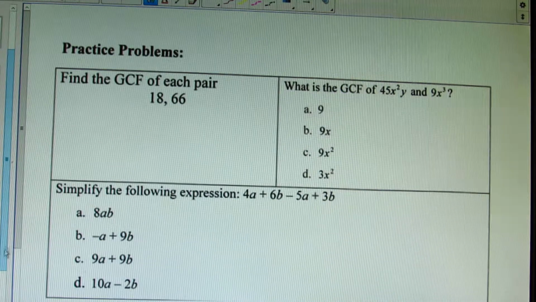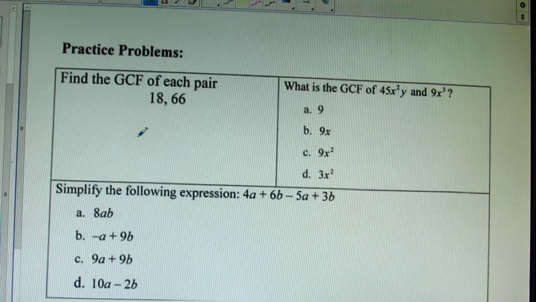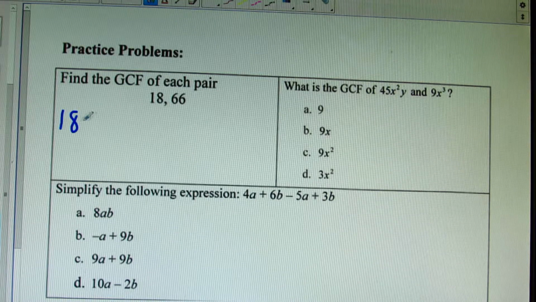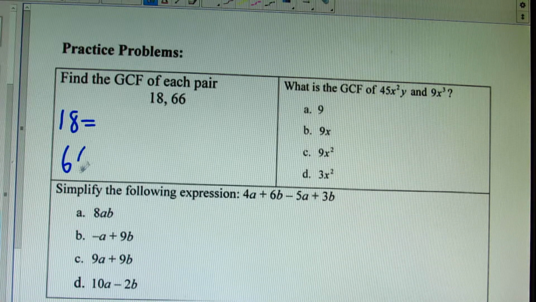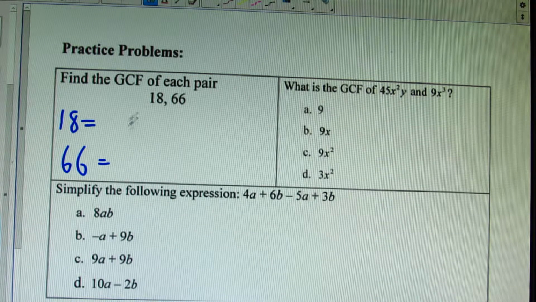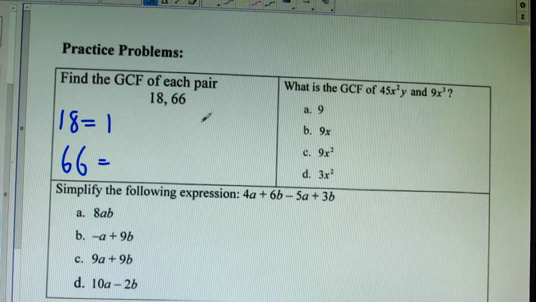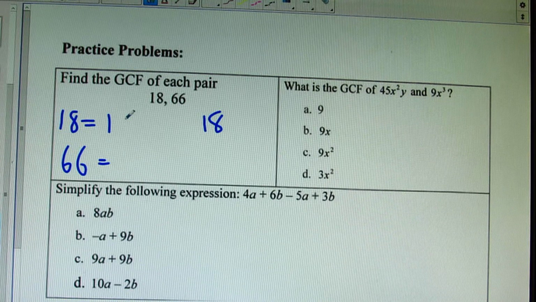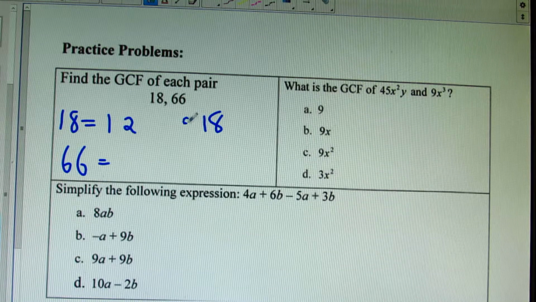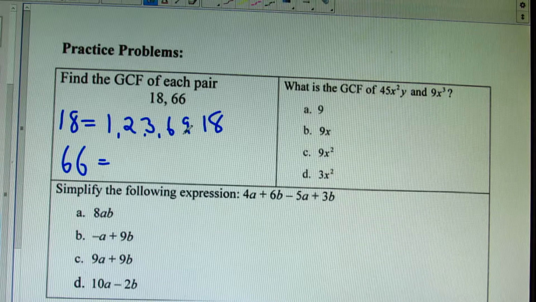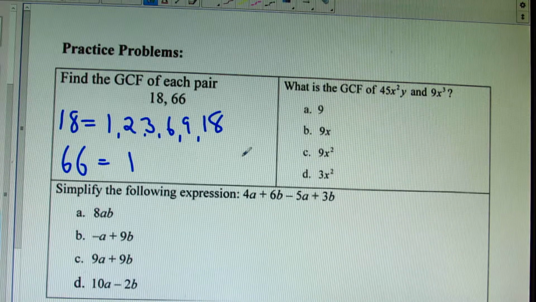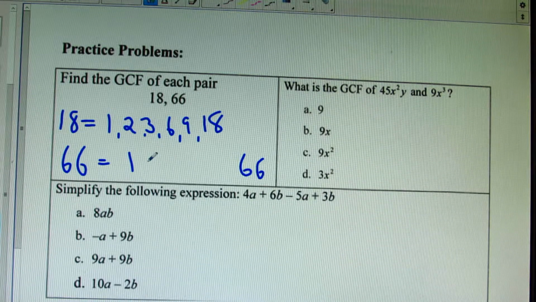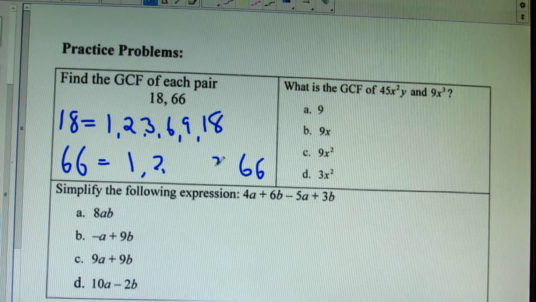And finally, I think we're on the last page. Oh, no, we have a couple more. Find the GCF of this pair. All right. Again, you can break down each of these by their factors. 18 is 1 times 18, or 2 times 9, or 3 times 6. 66, 1 times 66, 2 times 33.